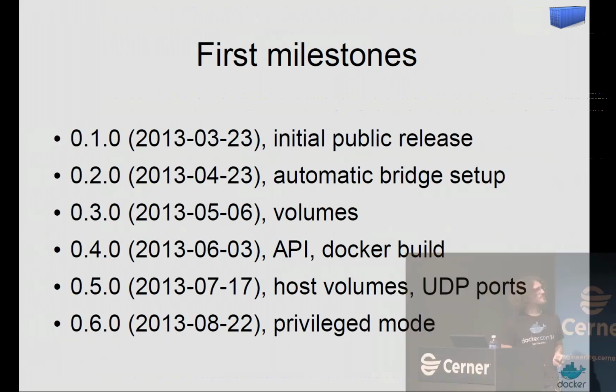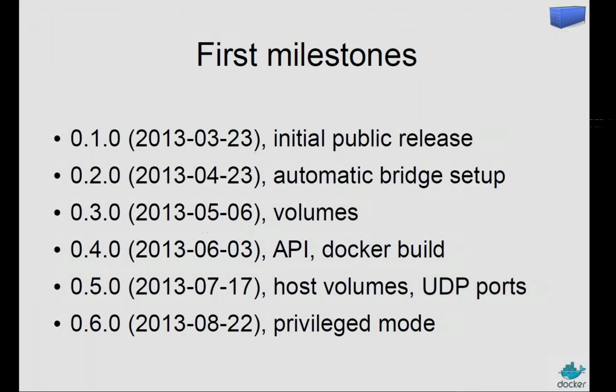So, a few milestones. 1 month after the public release, we added some things so that the whole setup would be more automated, so that the list of basic instructions to get started would be smaller and smaller. Later we added volumes, to be able to deal with storage. We added a real REST API. We added Docker build, which I will talk about shortly. We had host volumes, UDP, the privileged mode, which is something so you can run Docker within Docker, VMs within Docker, and lots of stuff like that.